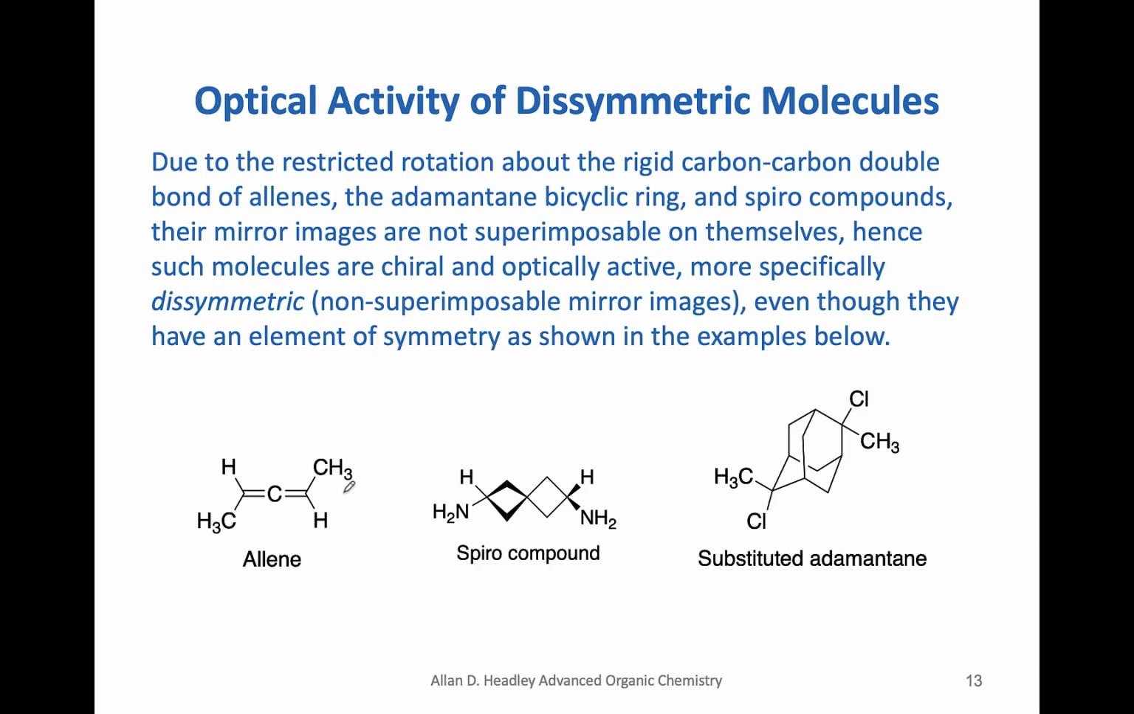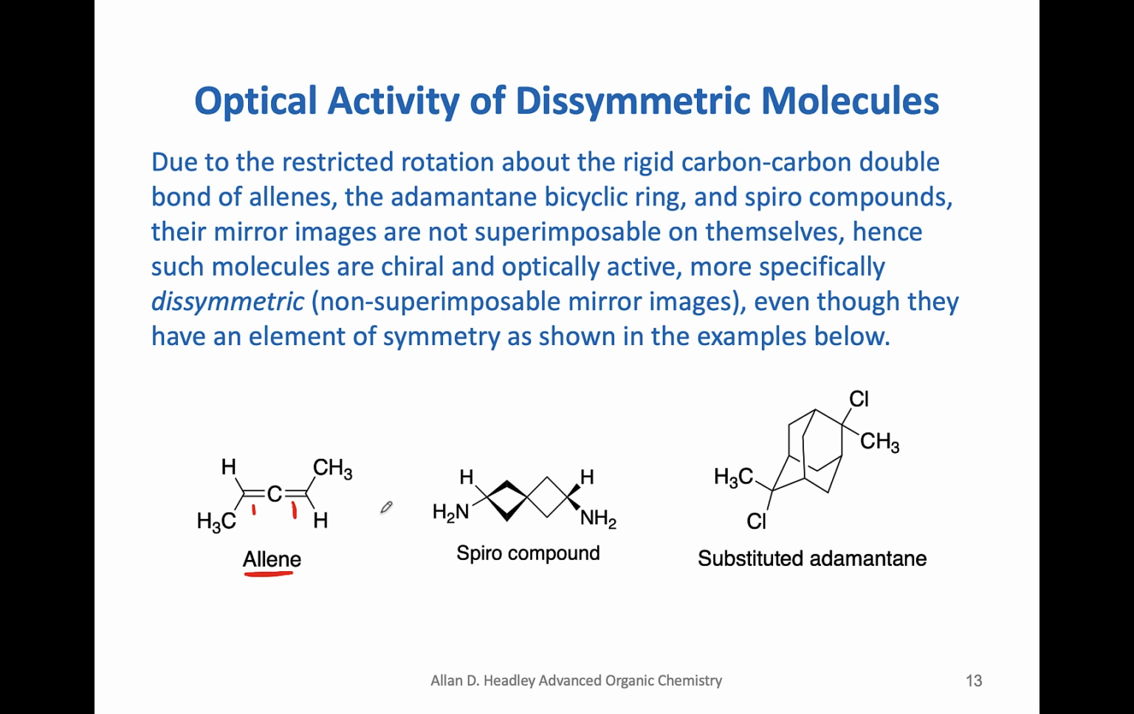Let's look at these. Here is an allene. This is a double bond and another double bond right next to it. As you know, a double bond here is flat, but if you put another double bond next to it, it will go perpendicular or orthogonal to that double bond. So we'd have these atoms here in the plane, and these would be sticking opposite or perpendicular to that plane.